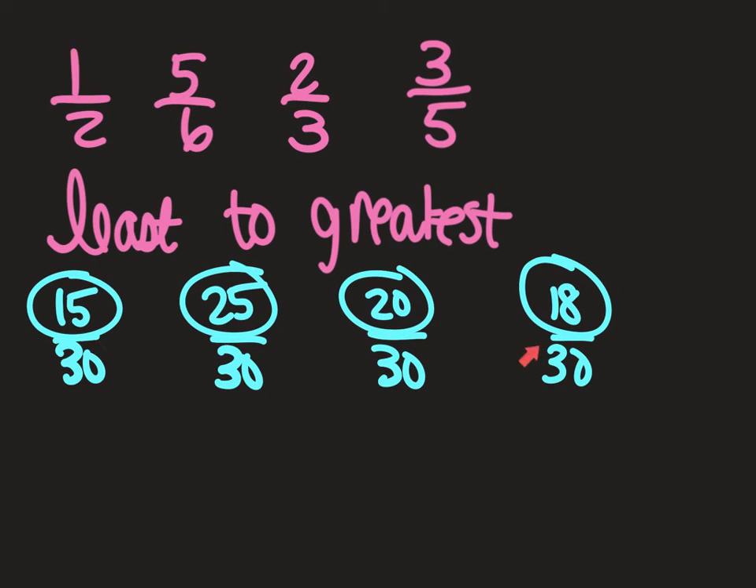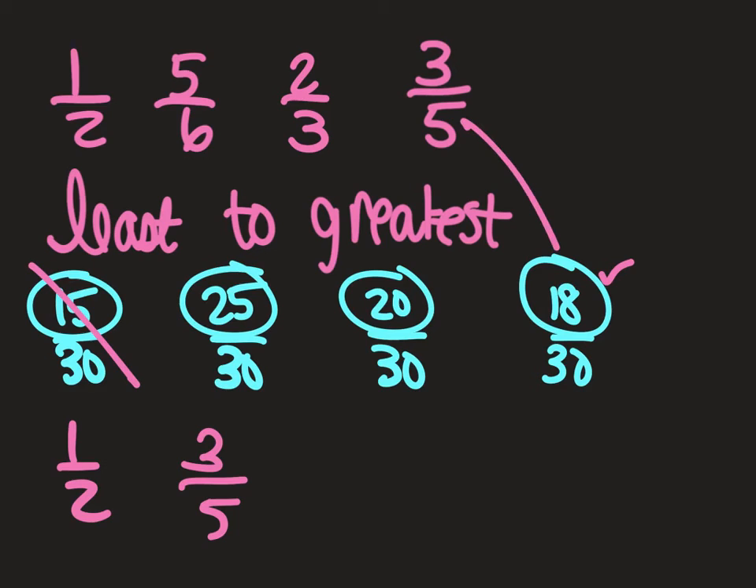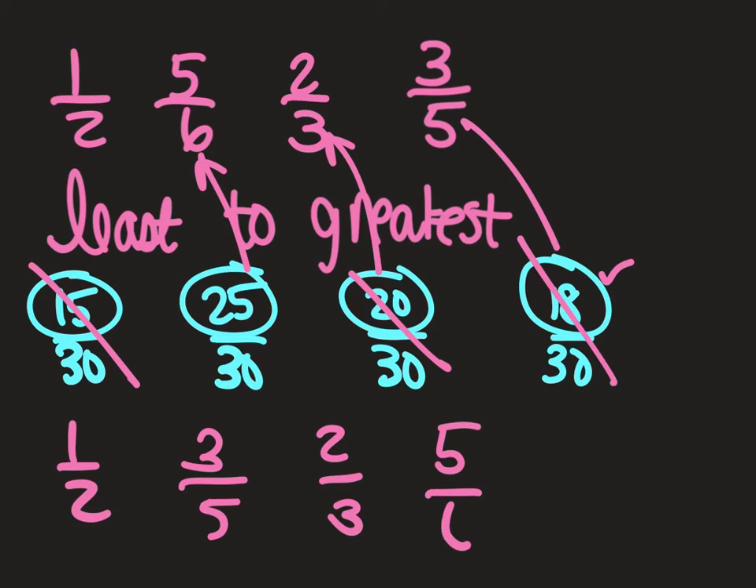But the blue is not my answer. This was scratch work. So I'm going to put my pink in order. 1/2, and then, so I'm done with him. 18 30ths, so I write 3/5, because remember, these two matched each other. Okay, I'm done with that one. Then I write 20 30ths. 20 is next, so 20 30ths is this guy, 2/3. And my last one is 5/6.